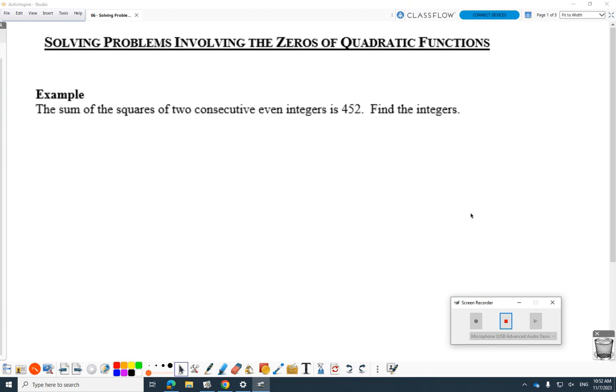Well, today's lesson is called Solving Problems Involving the Zeros of Quadratic Functions. That may or may not scare you. But as soon as the question starts for the example, that might scare you, because as soon as you start reading it, you're like, oh, here we go. Word problems. This is not my strength. But I'm going to give you some strategies.